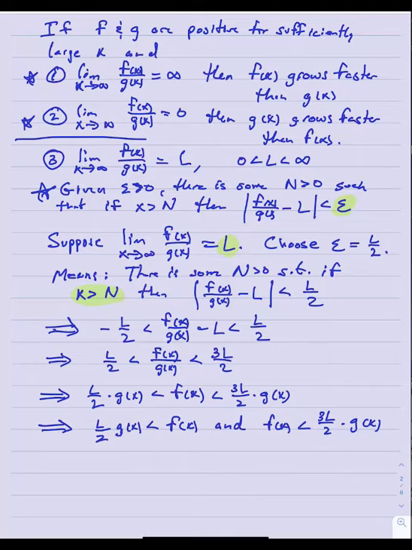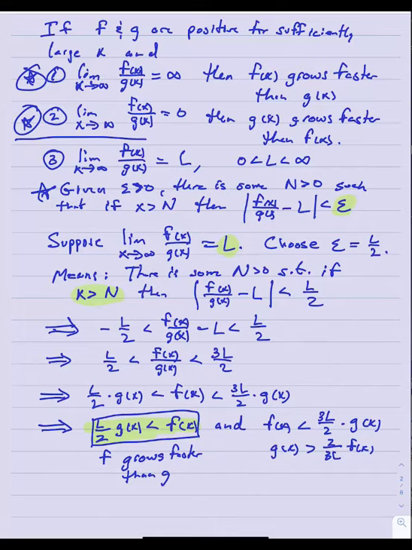And of course, this second one I could also write as g of x is greater than 2 over 3L times f of x. Okay, now, you should see that this inequality tells me that f grows faster than g. That is, if I looked at it in the way that we looked at this a few moments ago with number 1 and number 2 here above. And if I were only looking at this inequality, that would be my conclusion. Okay, what would my conclusion be if I looked at only this inequality?